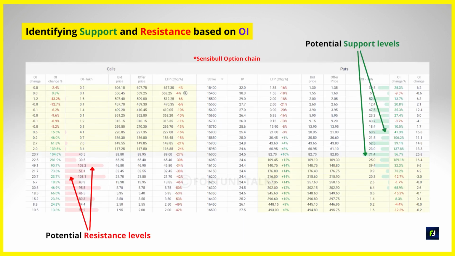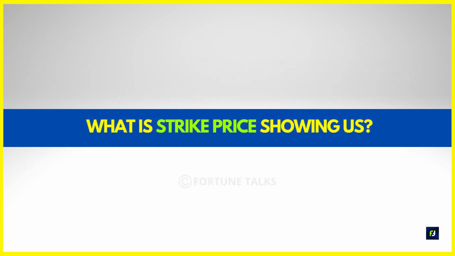Now, it is easier to visualize the support and resistances using open interest with the option chain provided by Sensibull rather than the NSE site. On the NSE website, you have to crunch the numbers more to come to a conclusion about the resistance and support levels. But with Sensibull, you can visually see the probable resistance and support levels as they are highlighted properly with suitable colors. So you can make use of it if you want. Now we will study what a particular strike price is showing us.